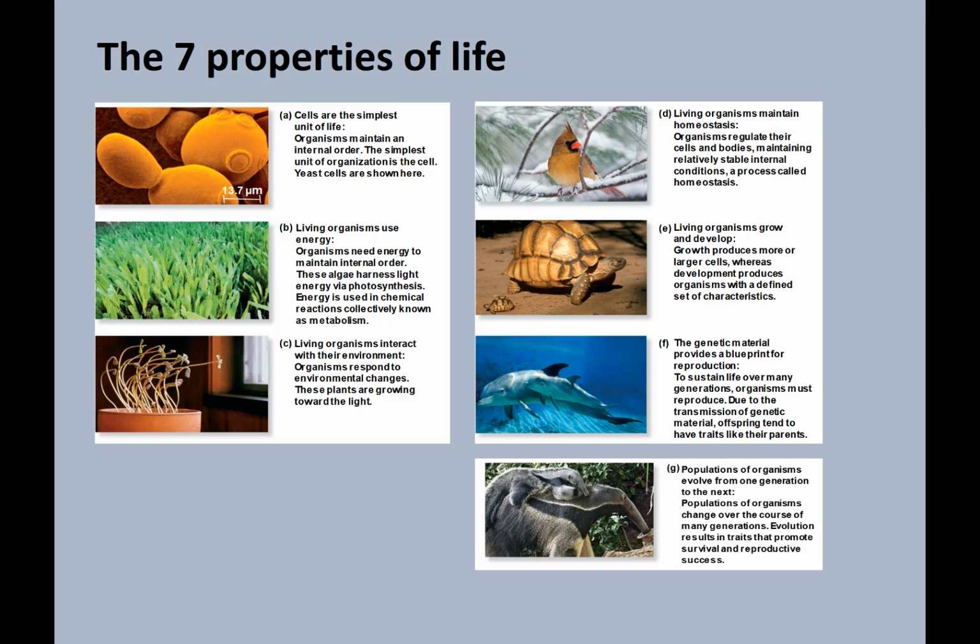So the 7 properties of life are basically, and the key one is that cells are the simplest unit of life. So anything that's living is made up of a cell. Okay? And we're going to talk about in this class what is inside a cell, what makes it a cell, how do cells work, but cells are the basic unit of life.